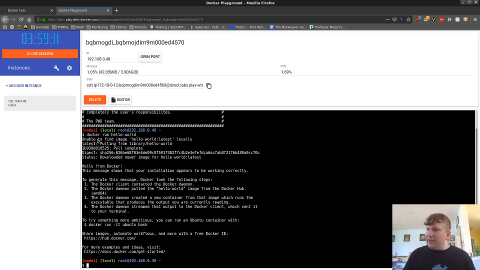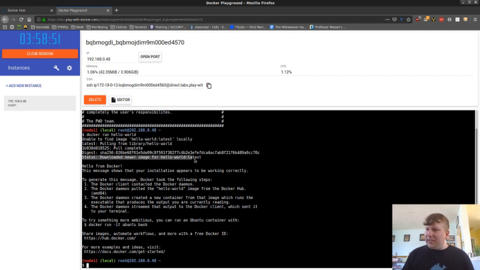The first one is: unable to find image hello-world:latest locally. Since it can't find the image locally, it's going to pull it from Docker Hub. And it does some stuff here that we don't super care about. I think this is the build hash. No, sorry, this is the build hash. But this doesn't matter all that much.